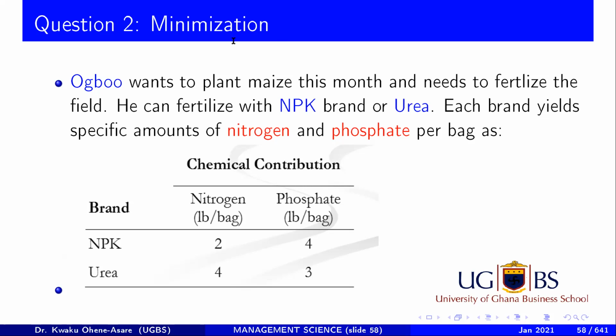Okpo wants to plant maize this month and needs to fertilize the field. He can fertilize with NPK brand or urea. Each brand yields specific amounts of nitrogen and phosphate per bag as chemical contributions. Brand, nitrogen 1 B per bag, phosphate 1 B per bag. NPK nitrogen 2, phosphate 4. Urea nitrogen 4, phosphate 3.